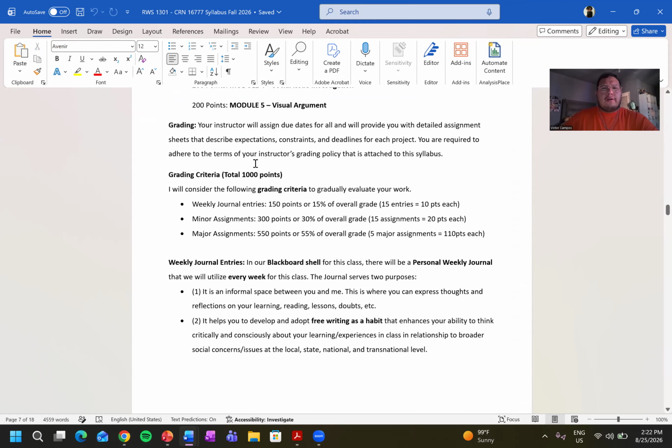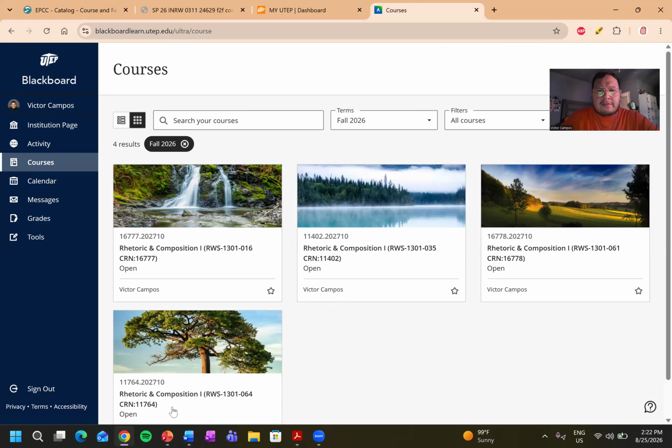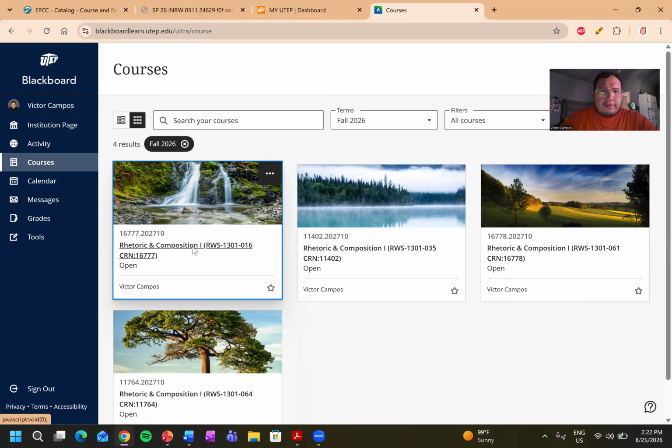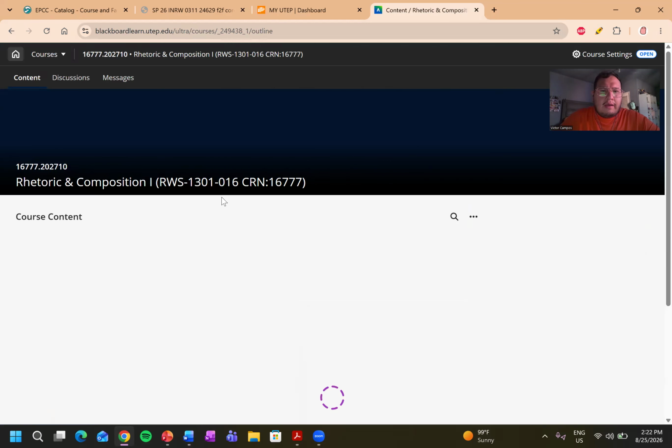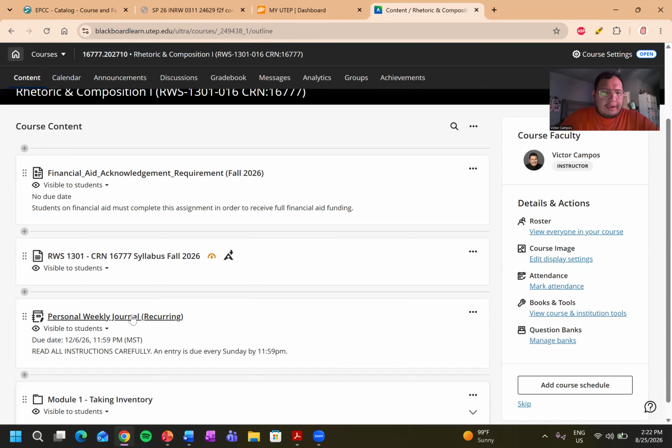Now, for assignments, I only have 3 types of assignments. Okay, so please pay attention to this. Weekly journal entries. Okay, this is the thing that people get confused on the most. So if we go to your shell, let's use this one. This is your weekly journal. This is the thing in which you go in every single week and you type an entry.